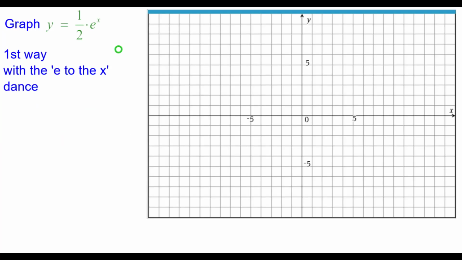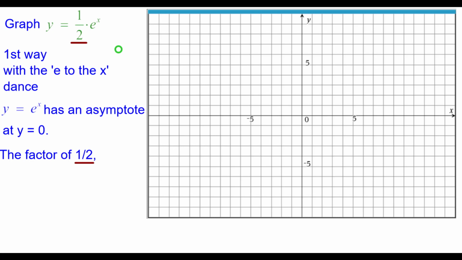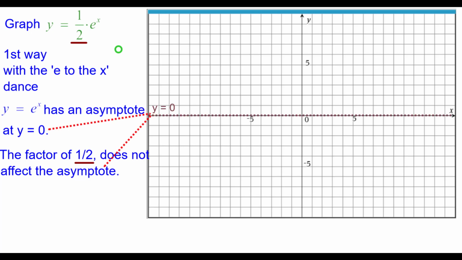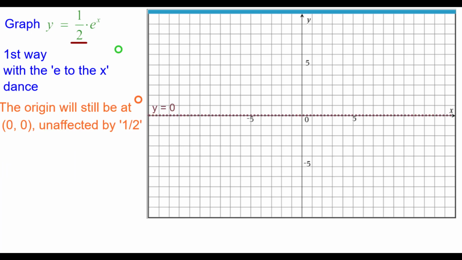The first way is with the e to the x dance. Y equals e to the x has an asymptote at y equals 0, the x-axis, and the factor of 1/2, the coefficient, does not affect that asymptote, so we'll go ahead and graph that x-axis. The origin also is unaffected by that 1/2, so we'll plot the origin because all points will be plotted relative to that origin.